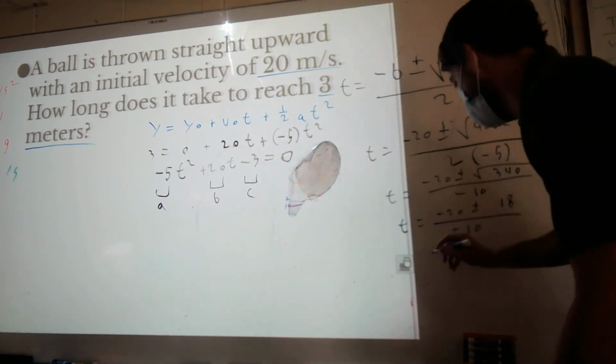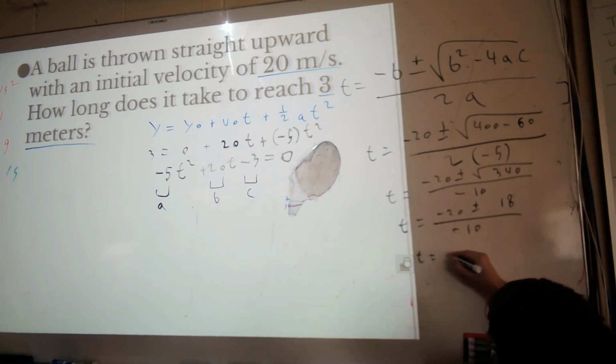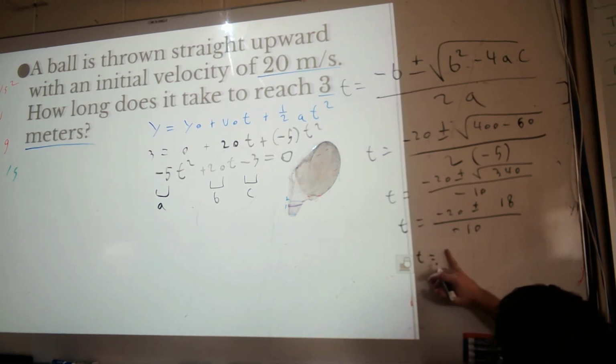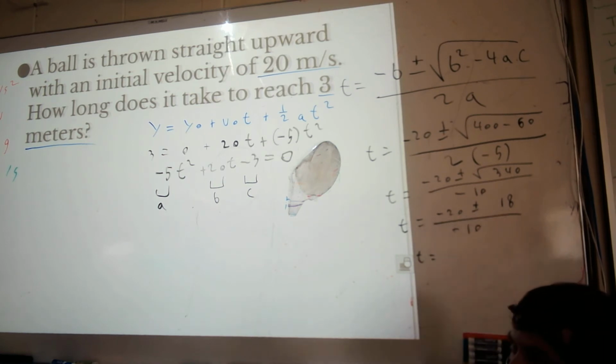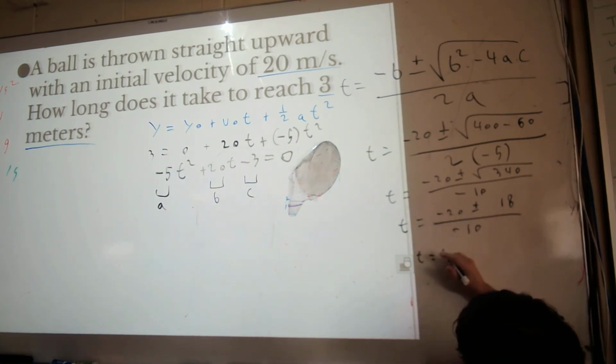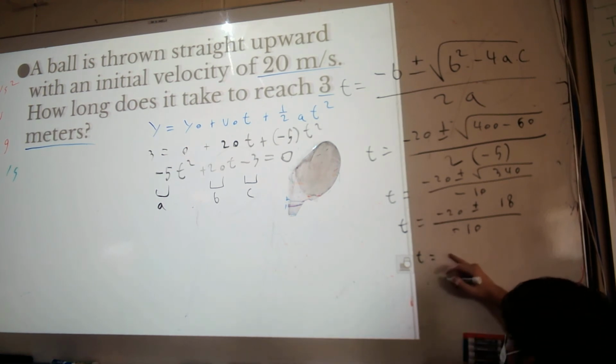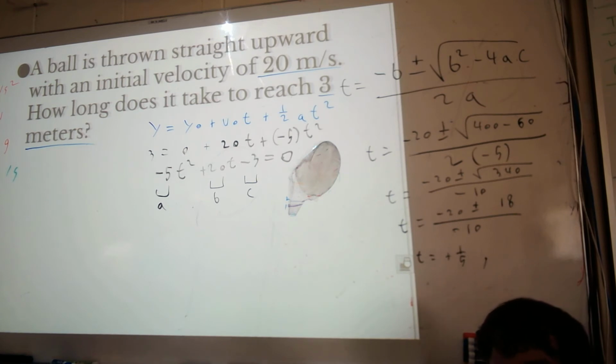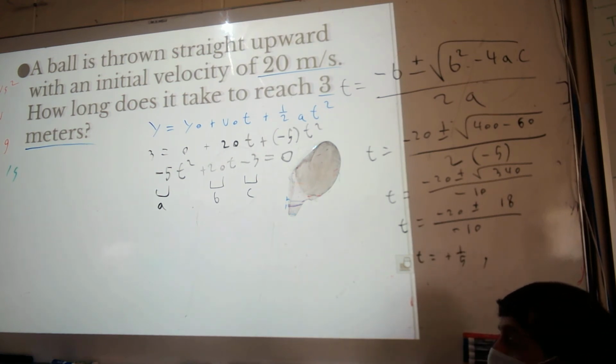Now you have to do the favorite thing ever: keep solving it. So t is equal to negative 20 plus 18. What would you get? Negative 2, divided by negative 10 is positive 1/5. And the other answer, if you minus 18, what would you get? 1/5 of a second? Yep. If you minus 18, you get negative 38 divided by negative 10, so you get 3.8.